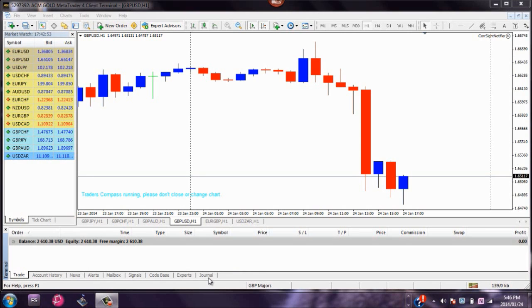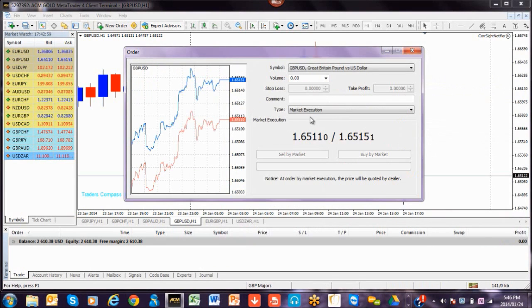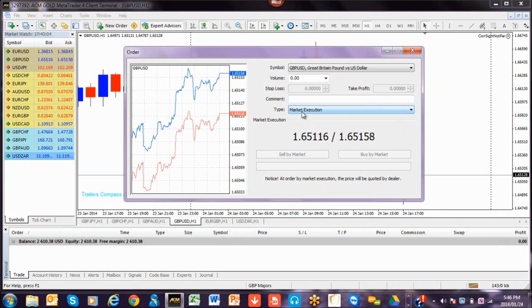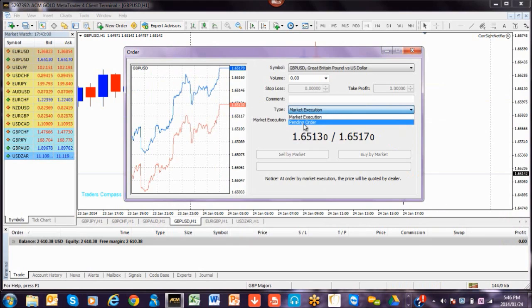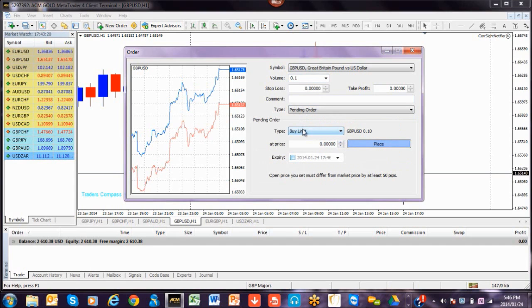Now what you'll find is there are 4 types of pending orders. If you've ever wondered about the type part in the new order window, where it says market execution, most of us don't even change that or even look underneath the drop down. But if you click there, you'll be able to see you can place a pending order. So let me just place a volume of anything. There we go. Now our sell and buy buttons are operational. We're going to click on pending order. Then it now gives us 4 choices here.